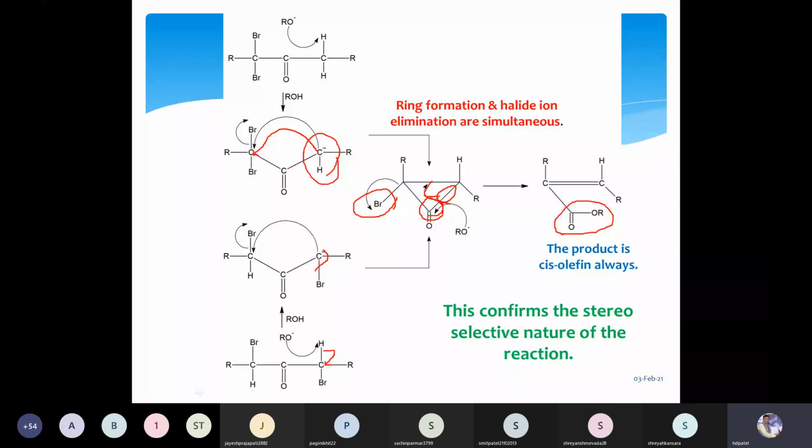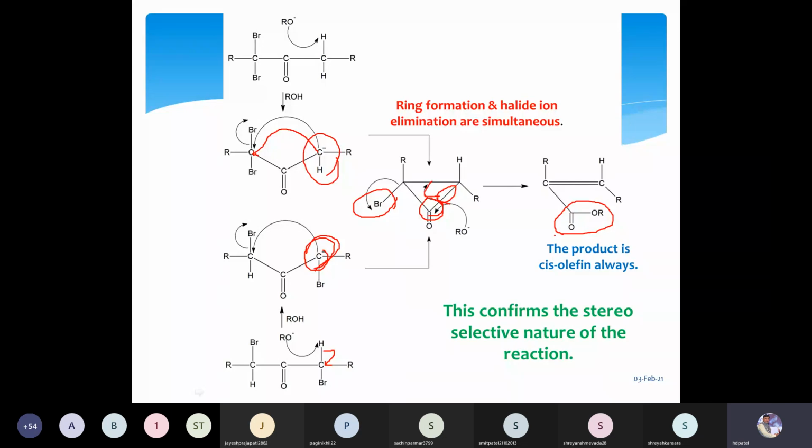Carbon having a negative charge acts as a nucleophile, and this nucleophile will attack on the alpha position. When it attacks on the alpha position, we get the same structure, that is called the cyclopropanone derivative. In the cyclopropanone derivative, as we have discussed earlier, attack of RO minus will take place and breaking of this bond will take place, and as a result we will get alpha beta unsaturated ester. This is called Favorsky rearrangement.